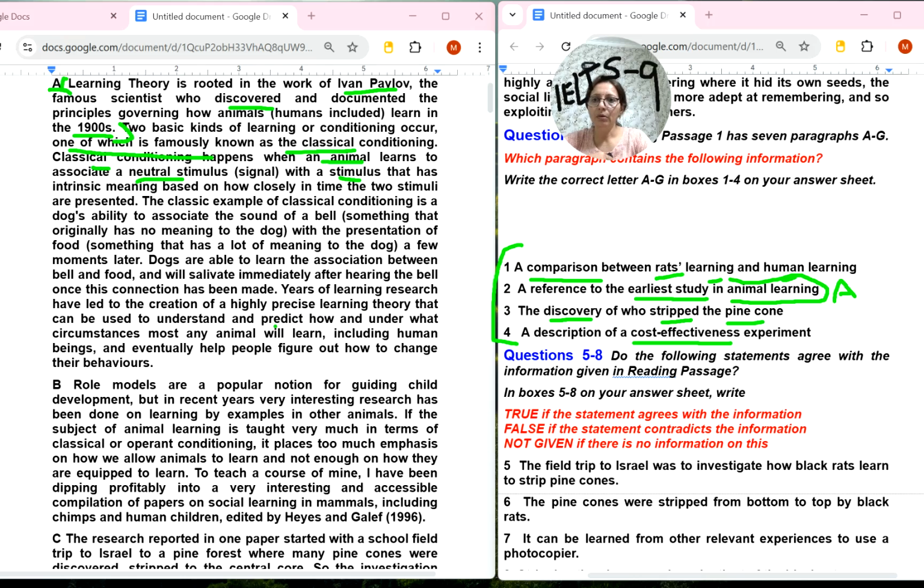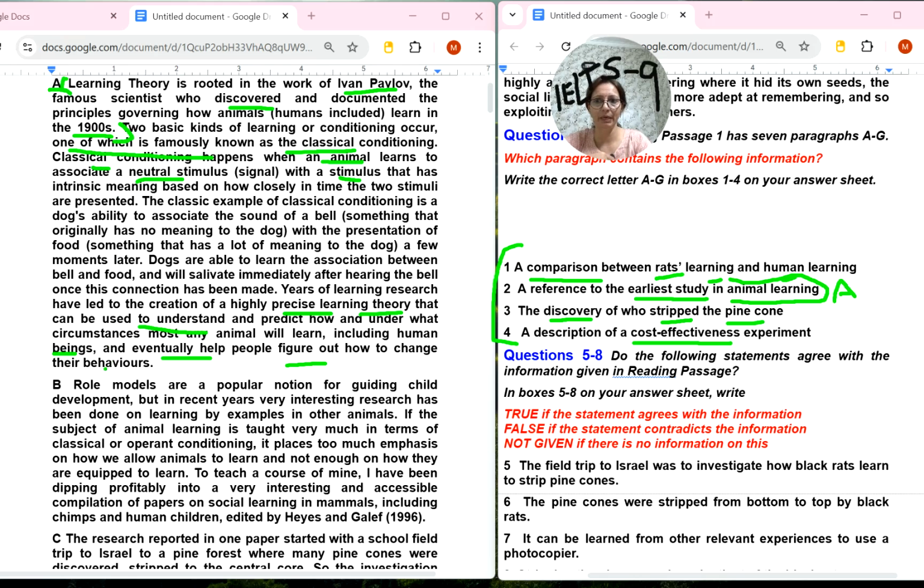Now if you want to read a little bit more, years of learning research have led to the creation of a highly precise learning theory that can be used to understand and predict how and under what conditions most any animal will learn, including human beings, eventually helping people figure out. So they are still talking about how animals, including human beings also, learn. But the earlier study we have got right in the first sentence.